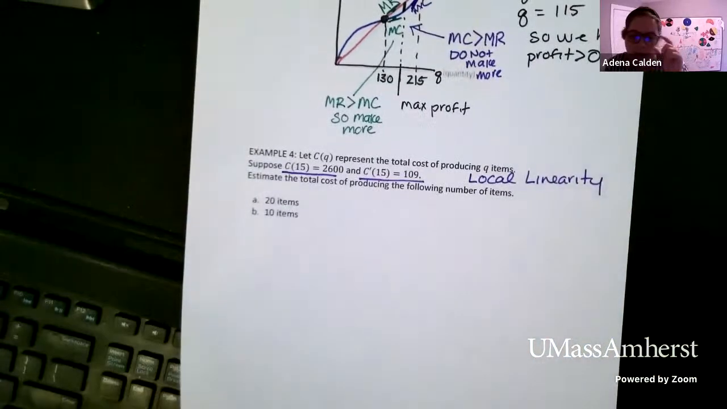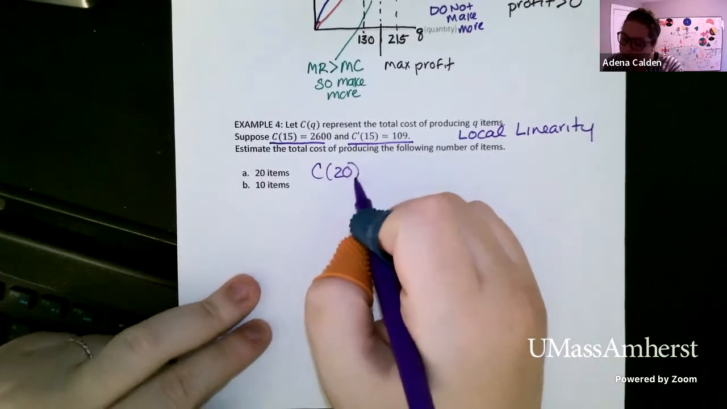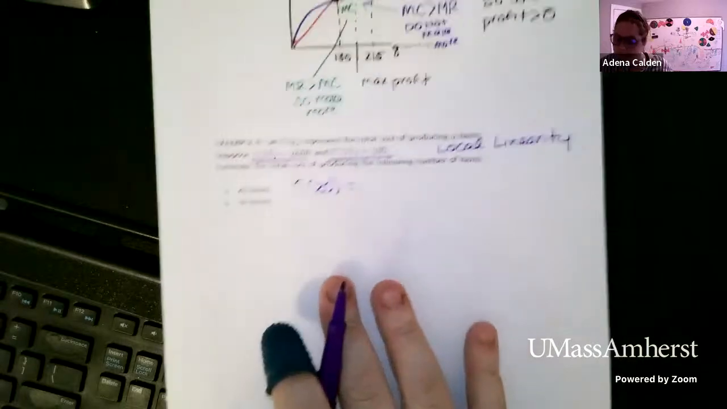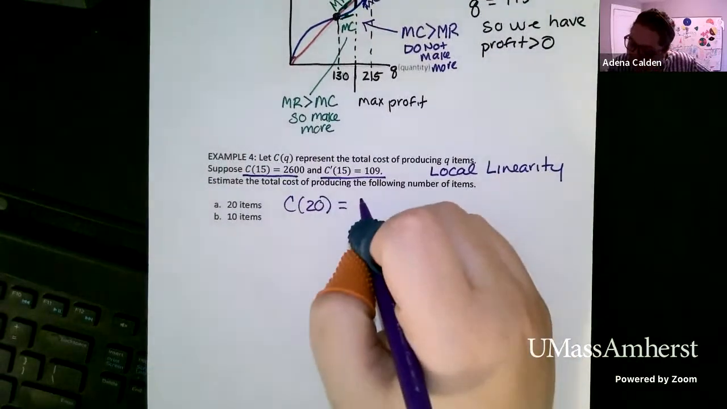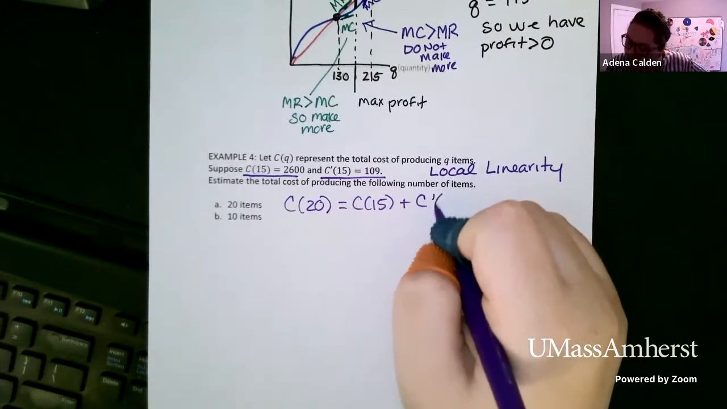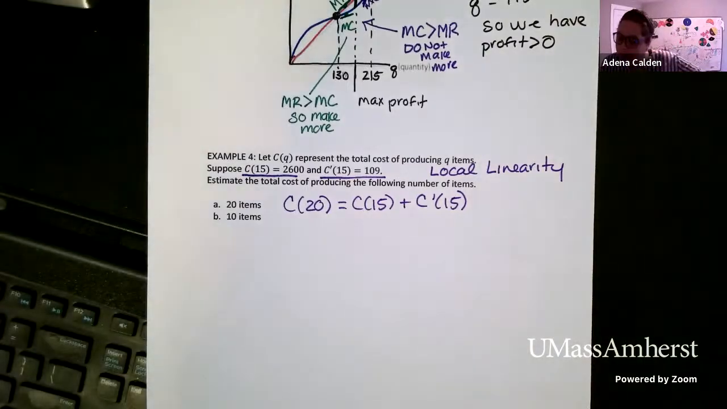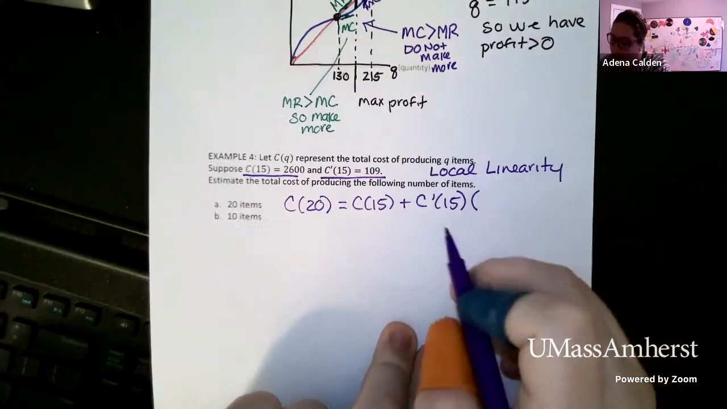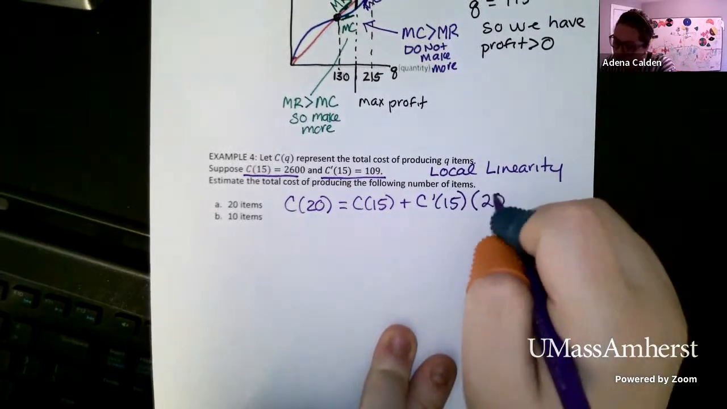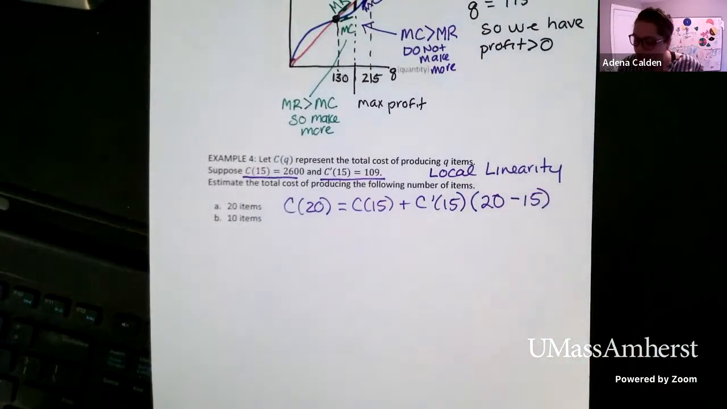We talked about this last week. So we want to approximate C of 20. So that's what we want to try to predict, right? So we're going to use the information we have about the function at a point and the derivative at that point, C of 15 and C prime of 15. And then we have to multiply the derivative by how far away we are looking. So that is the point we want, 20, minus the point that we have, right?